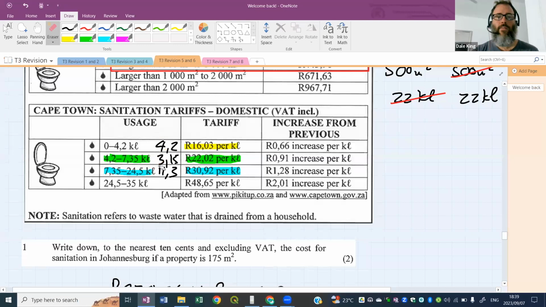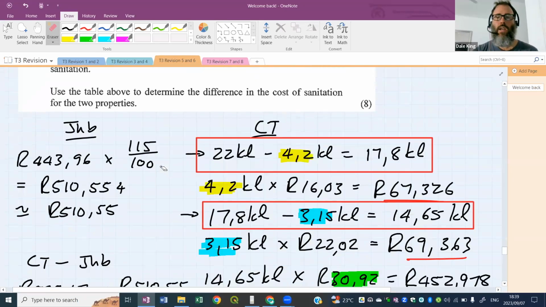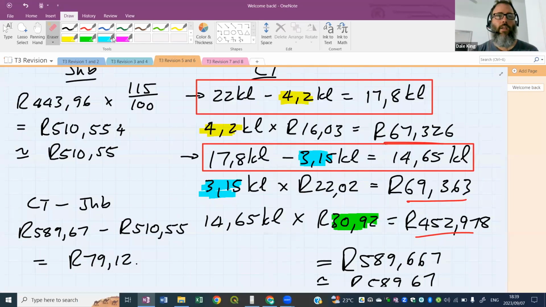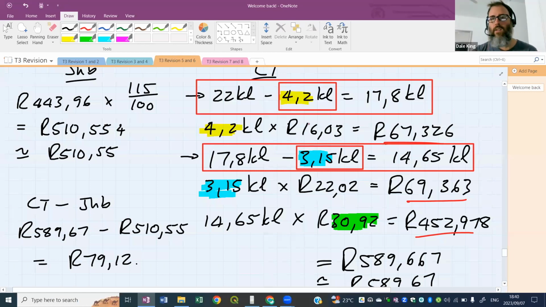So in this calculation, these two here, the 4.2 and 3.15, I knew I was going to work through all the water in there, so I had to know what those values are. You can work it out as you go, but I always recommend that if you're going to get a tariff question, find out what that water is.